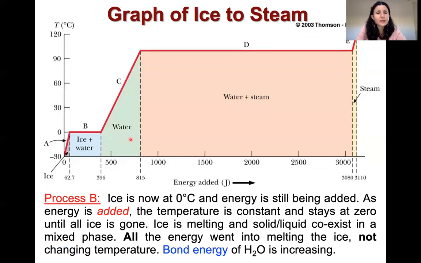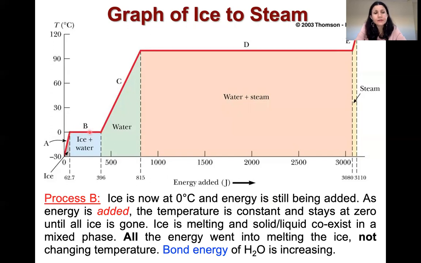Now let's look at process B. What's happening here? In all of process B, our material is staying at 0 degrees Celsius. So the temperature is constant. The temperature is not changing, but we are adding energy. So where is that energy going? Well, that energy is going to converting our ice into water.